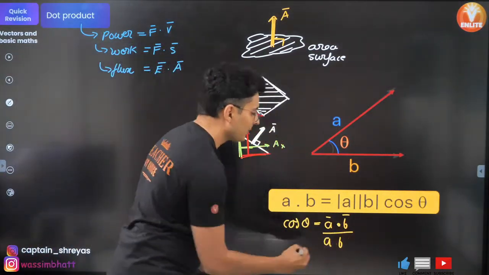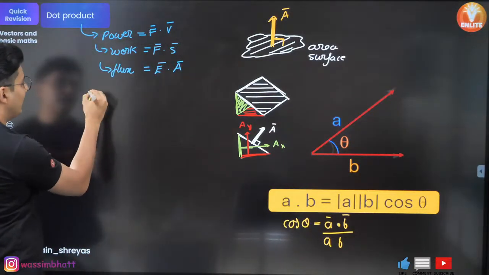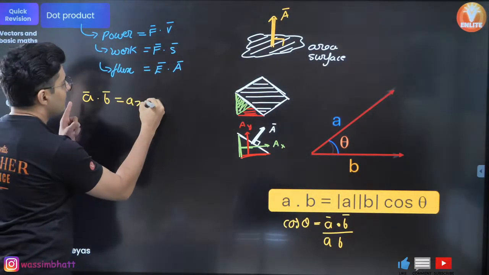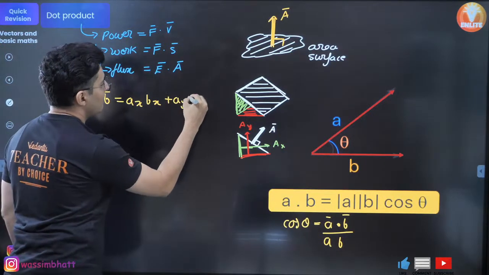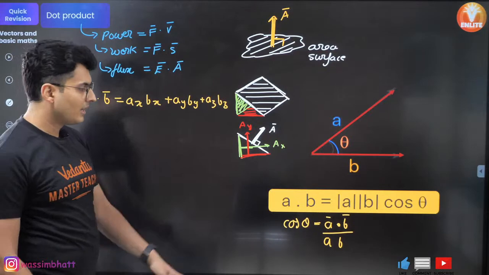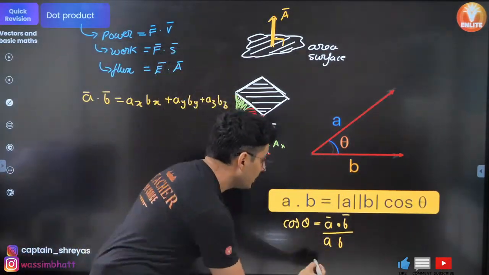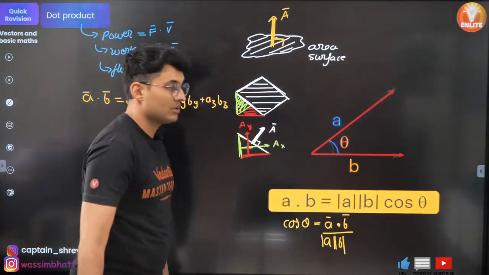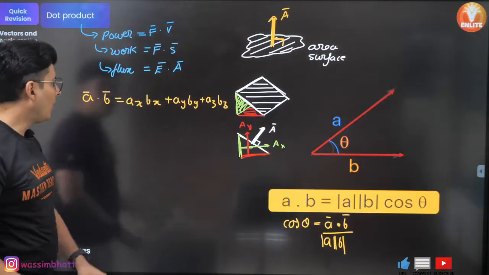This is dot product. And when you have dot product, you find it like this. A dot B is AX BX plus AY BY plus AZ BZ. This is the formula for that. And A and B, these are the magnitudes. Please remember, these are the magnitudes. They're completely different things. All right.